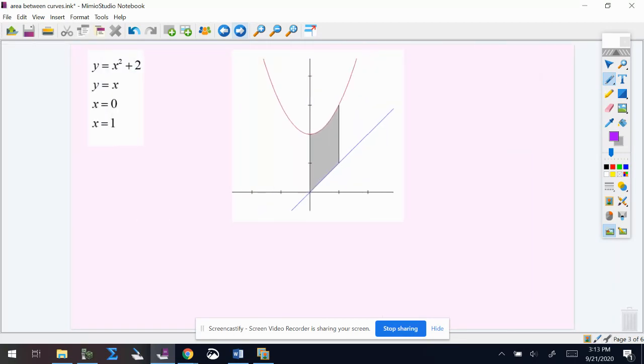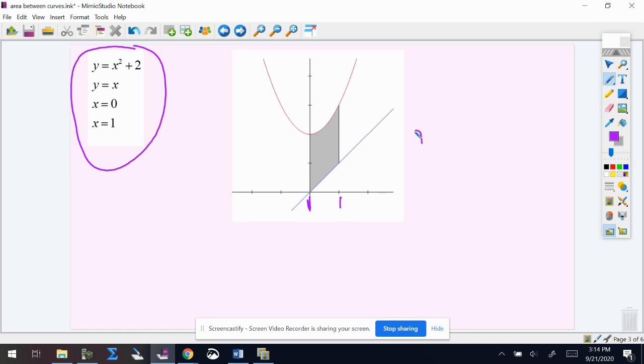So here's an example. Here's all the boundaries. I kind of put it as a list off to the side. So we're looking at the area that is bounded by all of these different functions. You have x squared plus 2, which is a parabola, y equals x, which is a line that goes through the origin, x equals 0 and x equals 1 are your vertical boundaries, vertical lines going from here to here, so from 0 to 1. And it creates this curve right here.